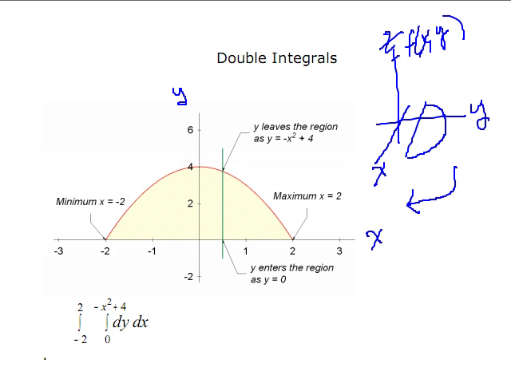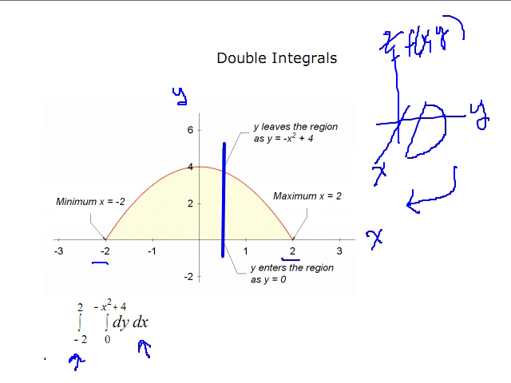So the first rule is make a sketch, which has been done, and then pick maximum and minimum values for x. Well, I'm saying x is constant. Okay, so its minimum value is -2, its maximum value is 2, and you can see that is the most outer integral, and it will be the last one performed. The next step is to draw this line parallel to the y-axis.